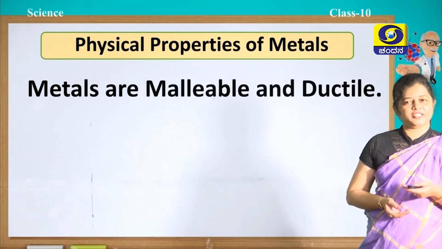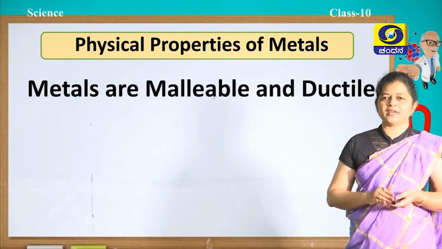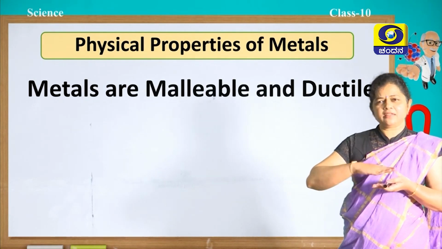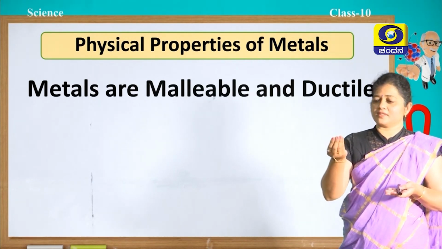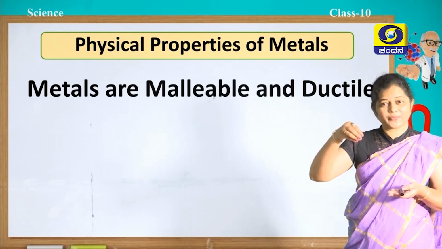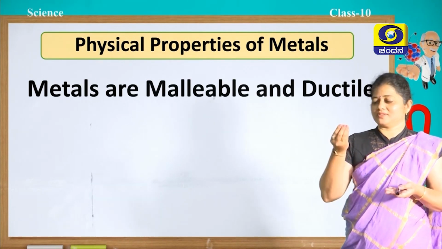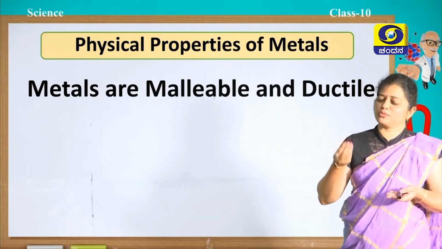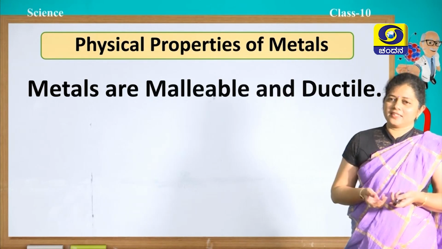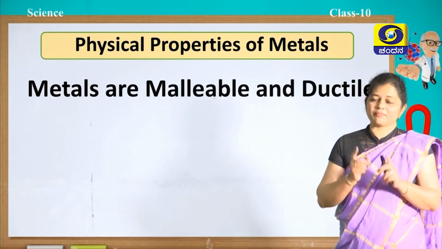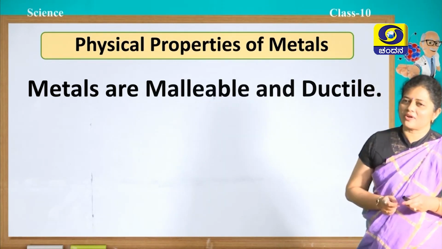And all metals are malleable and ductile. Now, what do you mean by malleability and ductility? Malleability is the property of the metal where it can be beaten into thin sheets. They can be so thin, you would have seen silver strips on sweets, right? These are metal strips, beaten into very, very thin sheets, and this property is called malleability. And ductility is another property of metals wherein the metals can be drawn into very, very thin wires, and that property is called ductility.